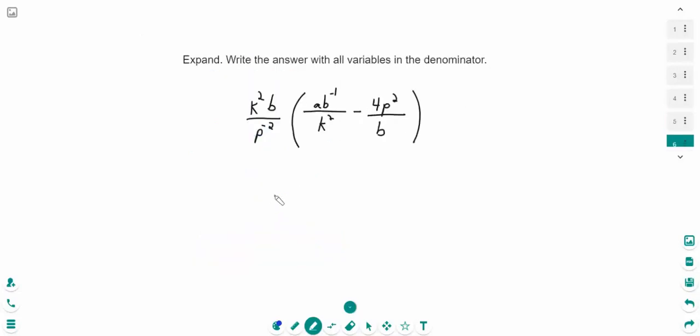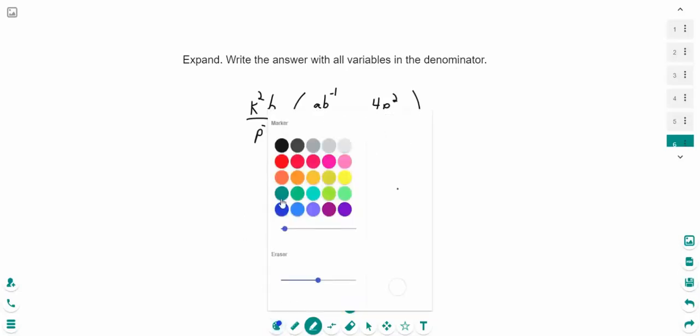Let's try another one. So give this one a shot. Here, though, they want all variables in the denominator. So keep that in mind. The final format for the problem solution should be with all the variables in the denominator. Okay, so give that one a try.